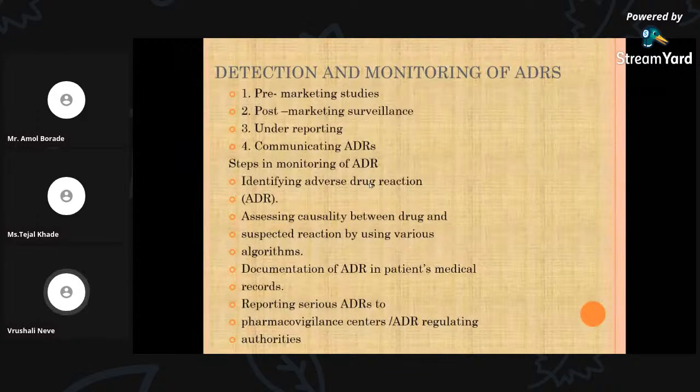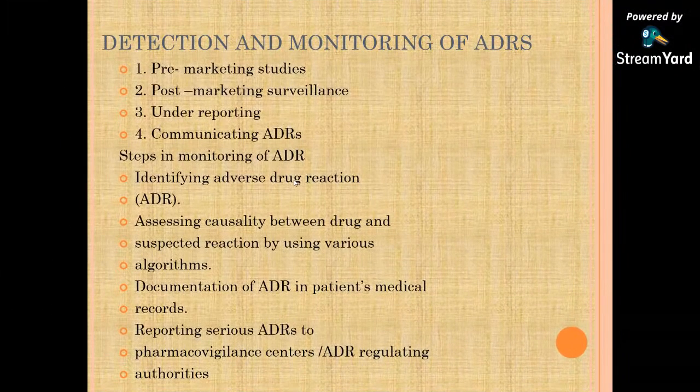Then the monitoring steps: the first step is to identify the adverse drug reaction. Whatever adverse drug reaction is observed in case of any drug should be observed by the patient, doctor, nurses, or any type of physician, and then it should be reported to the pharmacovigilance center. That is called phase 4, the post-marketing surveillance phase of the clinical trial.